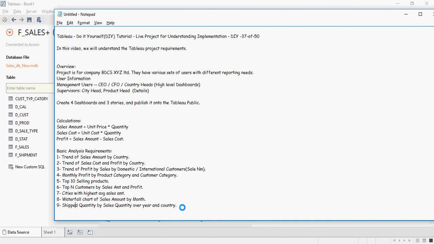So you apply yourself, and once you are done with your dashboards and stories, feel free to publish them on Tableau Public and share them with the group.